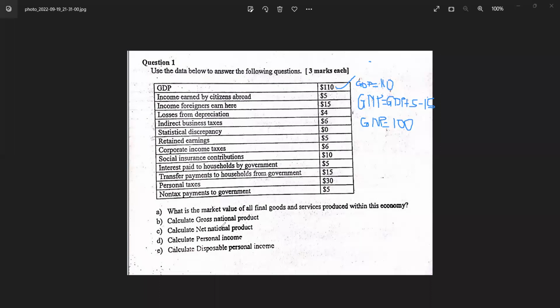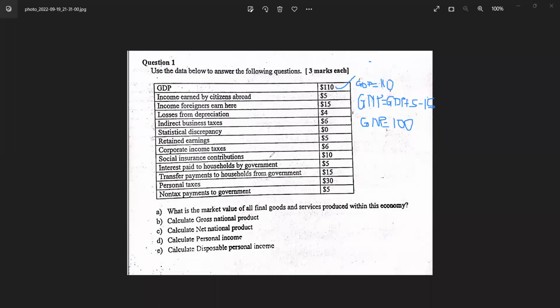Now, please, can you use this formula? GNP equals GDP minus net income payment to the rest of the world. In fact, when you are working, you're supposed to write that formula. But here I can't write everything, that's why I wrote GDP plus.